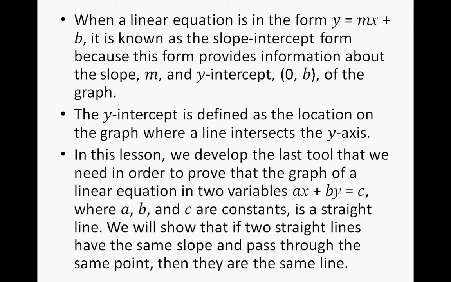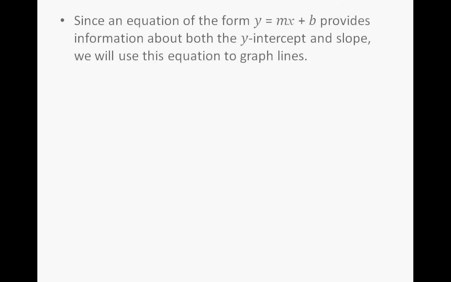In this lesson, we develop the last tool that we need in order to prove that the graph of a linear equation in two variables, ax + by = c, where a, b, and c are constants, is a straight line. We will show that if two straight lines have the same slope and pass through the same point, then they are the same line. Since an equation of the form y = mx + b provides information about both the y-intercept and slope, we will use this equation to graph lines.